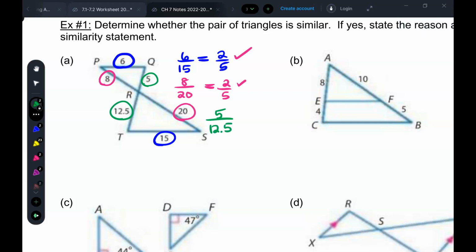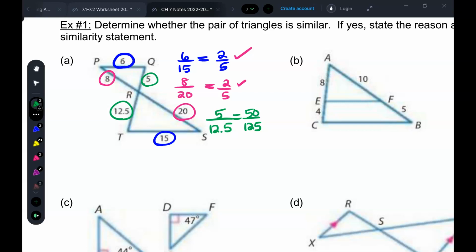to simplify this, let's say we want to get rid of the decimal, we could multiply the top and bottom by 20. So that would be 50 over 125, right? If you multiply the top and bottom by 10, that will get rid of the decimal. Wait, why would it be by 10? Because how do you get rid of the 0.5? Oh, you just multiply it by 10.